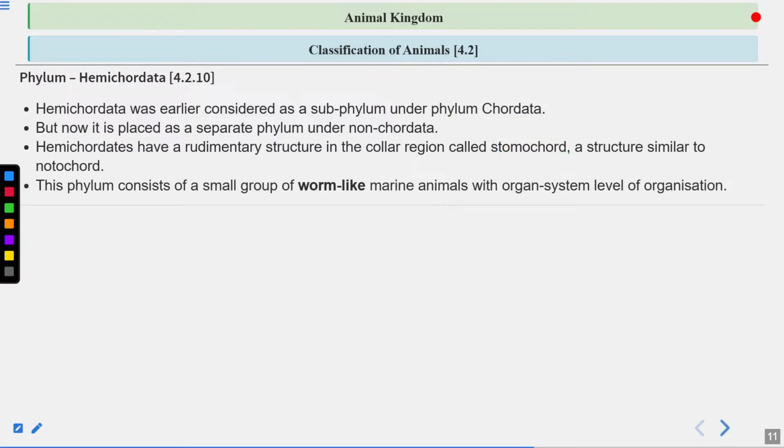This phylum consists of a small group of worm-like marine animals with an organ-system level of organization. Remember this. They are worm-like marine animals, meaning they can live in seas and oceans, in salty water. They have an organ-system level of organization, meaning they have organ systems like the circulatory system, digestive system, and respiratory system. Clear?